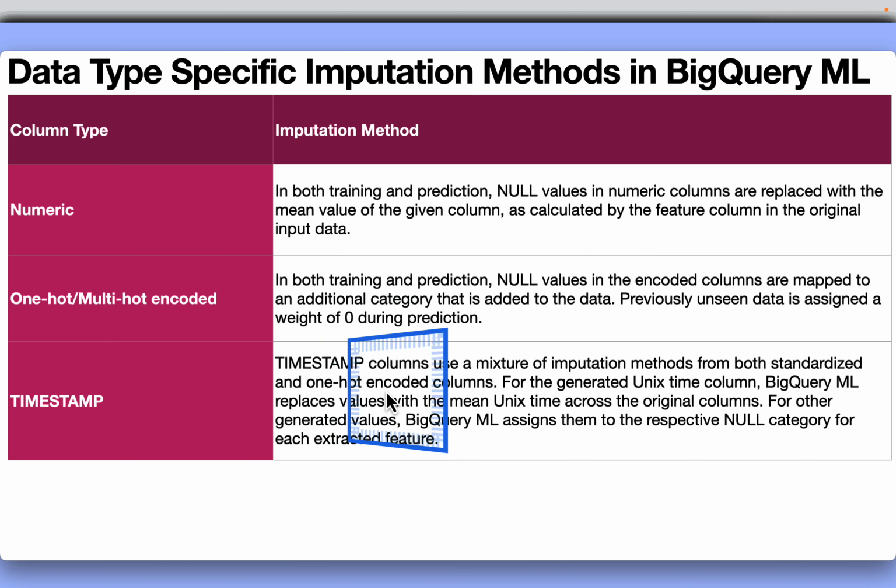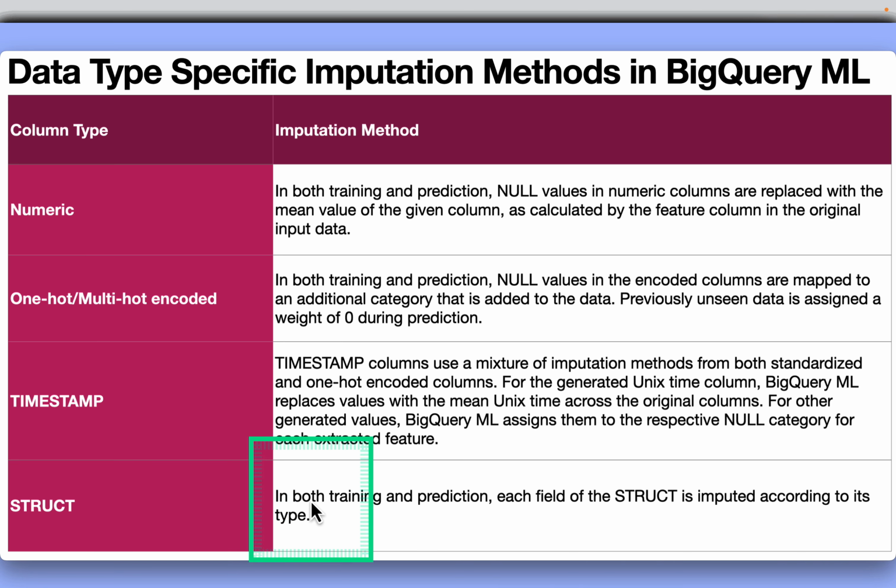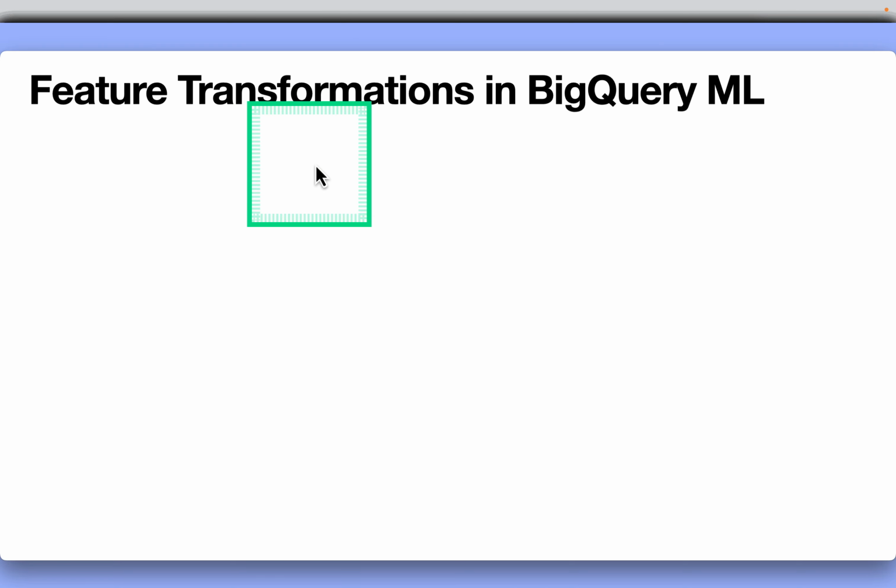And we have timestamp. A timestamp column uses a mixture of imputation methods from both standardized and one-hot encoded columns. For the generated Unix time column, BigQuery ML replaces values with the mean Unix time across the original columns. And for other generated values, BigQuery ML assigns them to the respective null category for each extracted feature. And we have struct. In both training and prediction, each field of the struct is imputed according to its type. Okay, now feature transformations in BigQuery ML.